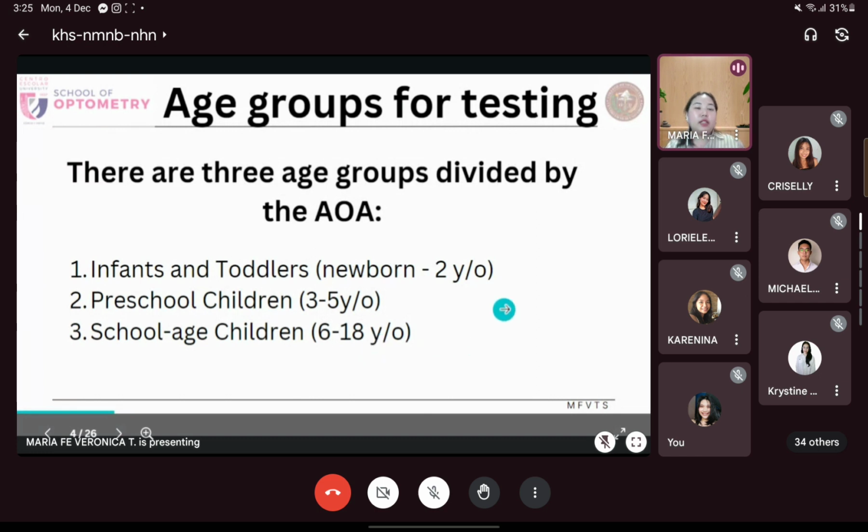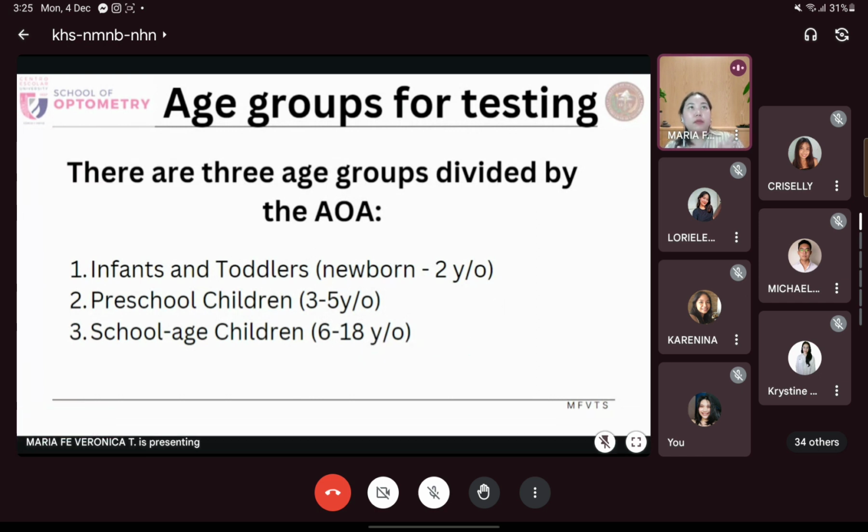So, kinategorize nila ito para at least mas mabilis yung testing procedures natin. Kasi syempre, di ba, meron kang test na appropriate siya for a school age, hindi siya appropriate for an infant. So, para mabilis yung flow ng examination.